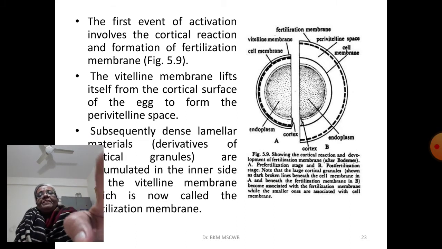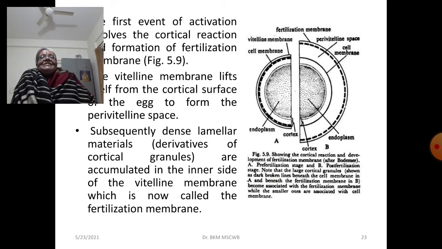Then subsequently, dense lamellar materials, which are the derivatives of cortical granules, which are black colored because of black pigments, are accumulated towards the inner side of the vitelline membrane, and now with the thickening, it is no more called vitelline membrane. Now we call this the fertilization membrane. Okay. So the first one is lifting up of the vitelline membrane and formation of a large perivitelline space. Then accumulation of these lamellar materials, which are derivatives of cortical granules, towards the inner side of the vitelline membrane, now called fertilization membrane.